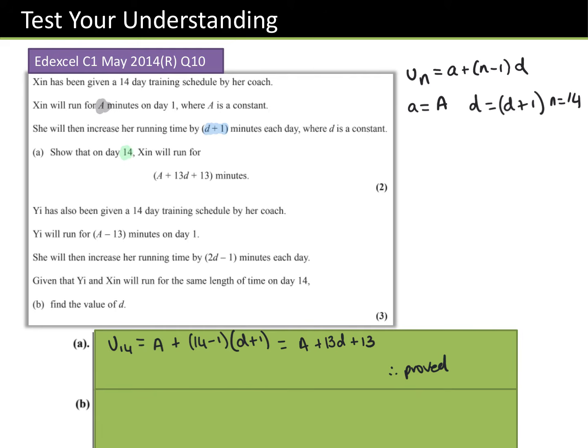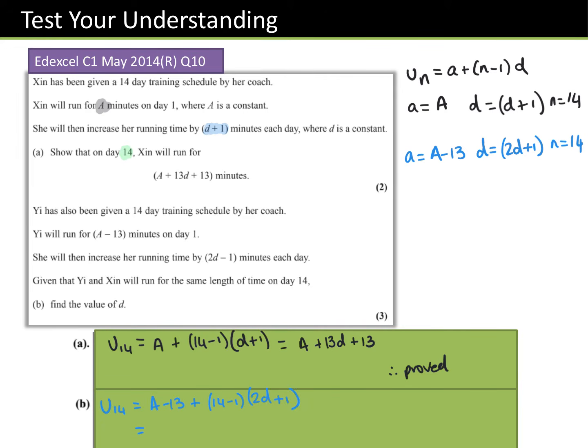D. Okay, so first of all, again, I'm going to write down what I know. For Yi, our A is A minus 13. Our D is 2D plus 1, and our N is still 14. So we can create the same formula. So U14 equals A minus 13 plus 14 minus 1, lots of 2D plus 1.